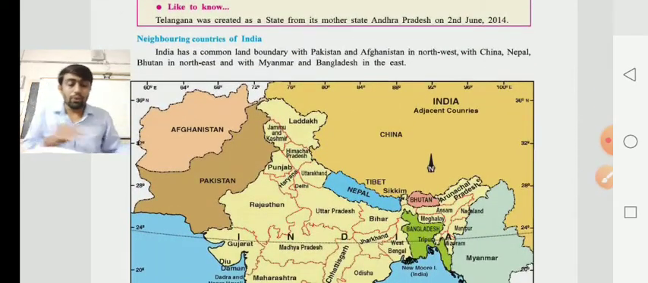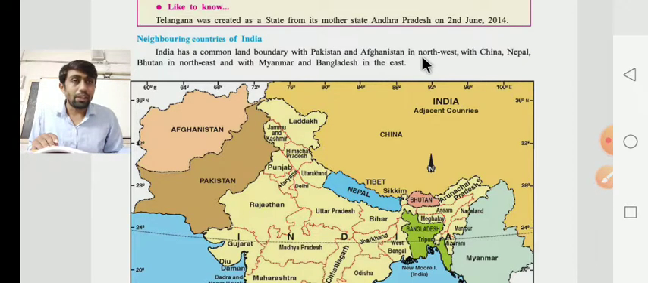Now, dear children, let us look at the neighboring countries of India. India has a common land boundary with Pakistan and Afghanistan in the northwest direction. This is the map of India. Here Pakistan is, here Afghanistan is. With China, this is the China location, and Nepal and Bhutan, here Nepal is, here Bhutan is, dear children, in the northeast direction.